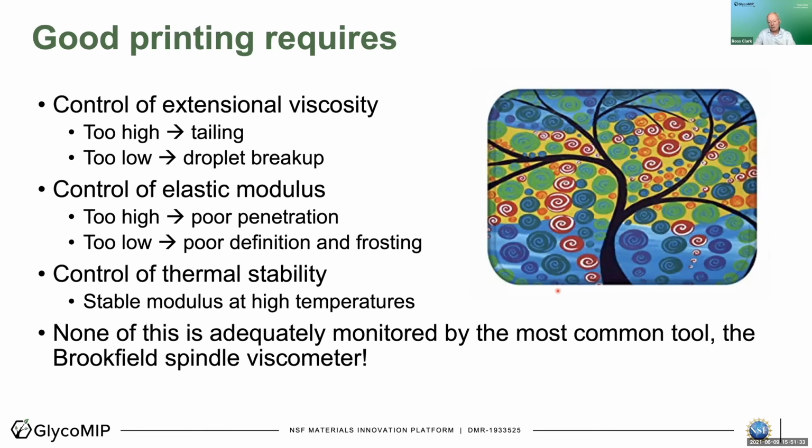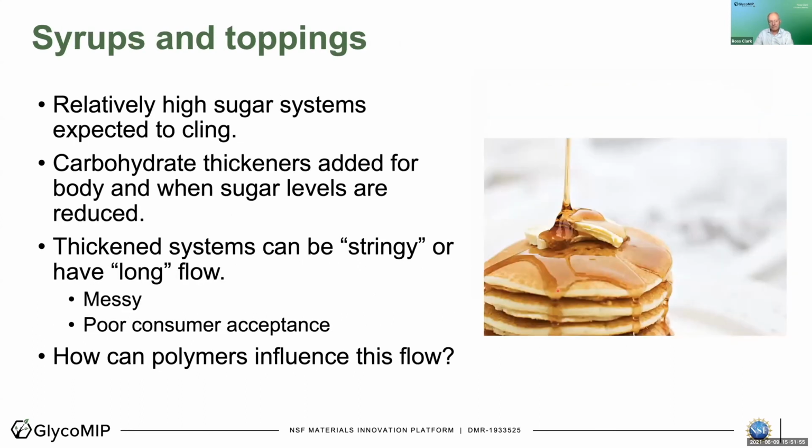Too low and we don't get good definition. If we control the thermal stability properly, we won't lose this if it's a material like fabric and carpet that's heated. And none of this stuff gets measured with what the industry thinks they're controlling their print paste with, which is the Brookfield Spindle Viscometer. And we're going to have more to say about that later.